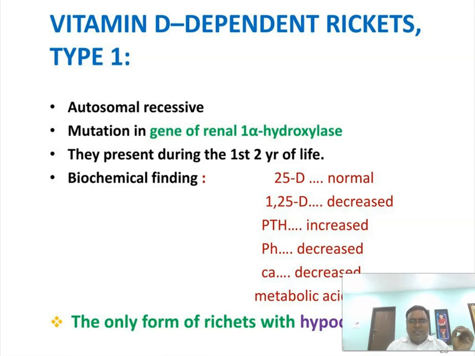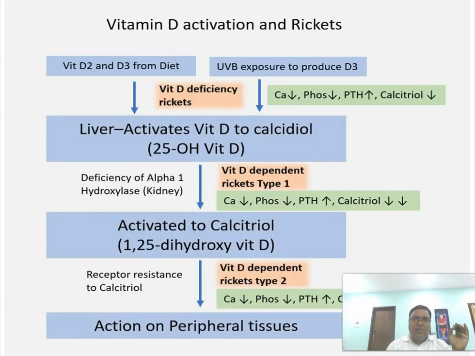The presentation is in the first 2 years of life. What are the biochemical findings? 25-hydroxy D3 is normal, 1,25 is decreased, parathyroid hormone is increased, phosphorus is decreased, and calcium is decreased, and you will get metabolic changes. The only form of rickets with hypocalcemia is type 1 vitamin D dependent rickets.